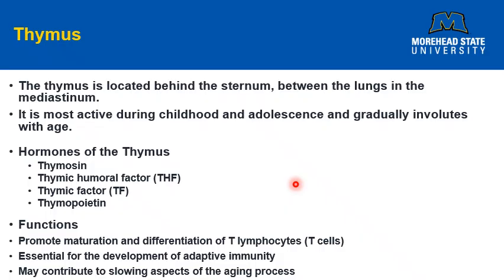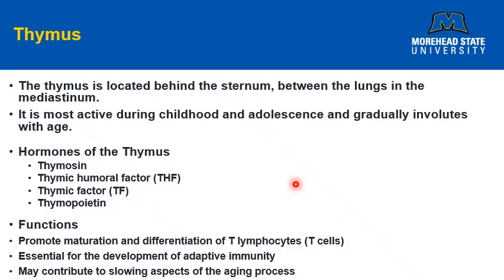So the thymus is located behind the sternum, between the lungs and the mediastinum. It is the most active during childhood and adolescence, and it gradually reduces with age. Now, it has a couple of hormones: thymosin, thymohumoral factor, thymic factor, and thymopoietin. Its main function is to promote maturation and differentiation of T lymphocytes, or T cells, your inflammatory cells that help with infections. It's also essential for the development of adaptive immunity.